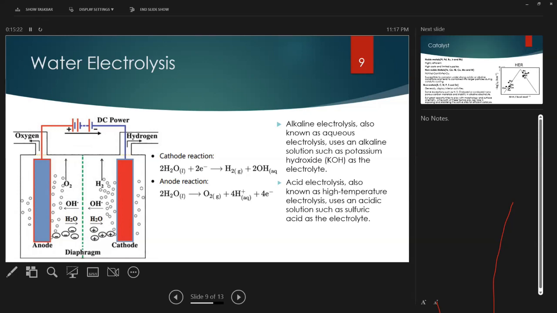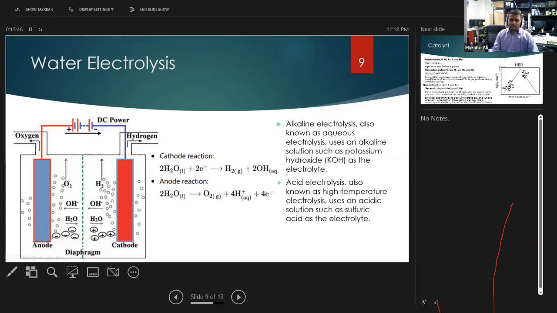What happens at the cathode is that water molecules take electrons and reduce into hydrogen and hydroxyl ions, and at the anode, water is converted into oxygen, hydrogen ions and electrons.